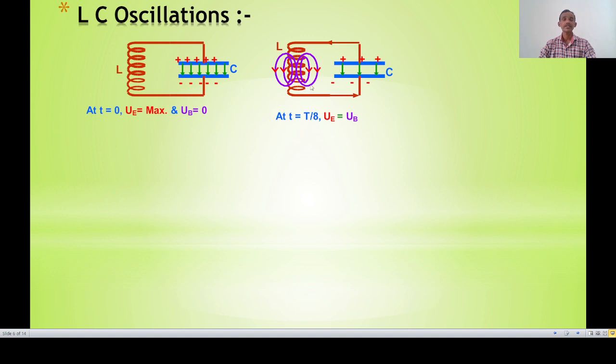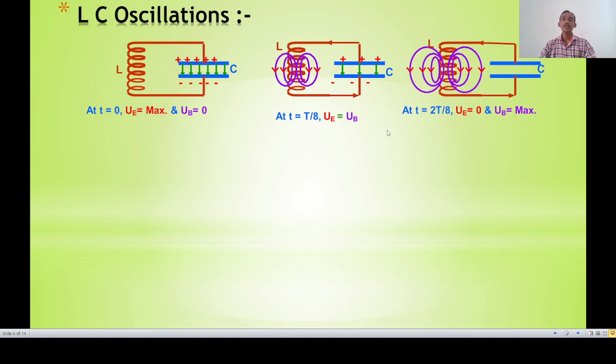And in this case, at a certain time, or at t is equal to T by 8, we get the magnetic energy stored in the inductor equal to the electrical energy in the capacitor. Therefore we can write here, at t is equal to T by 8, UE is equal to UB.